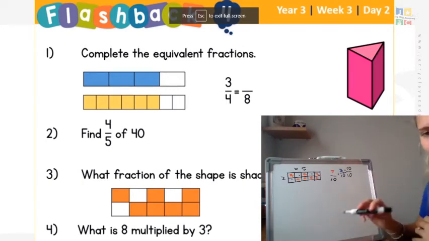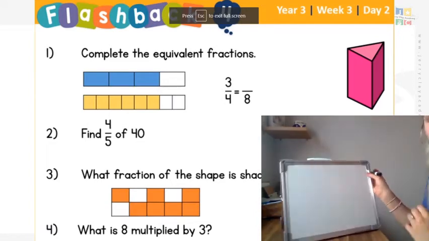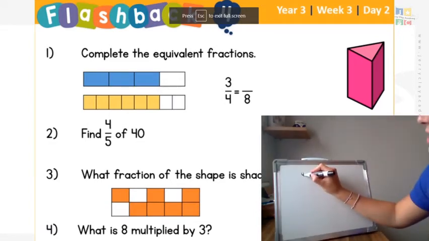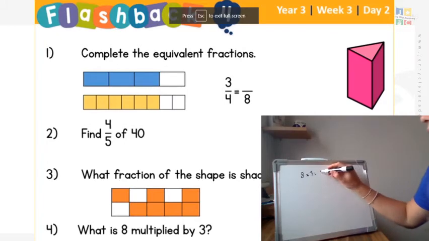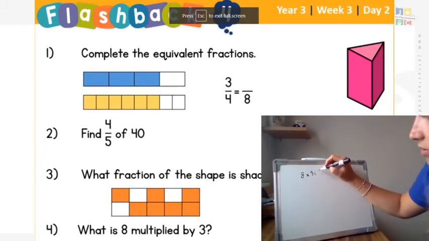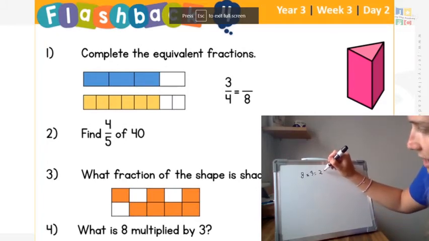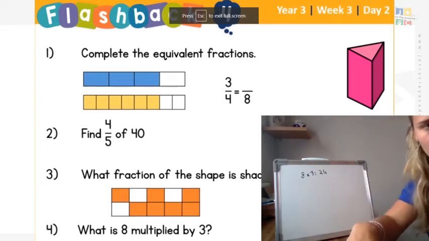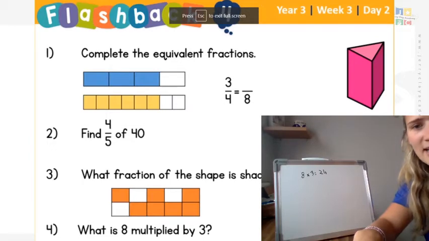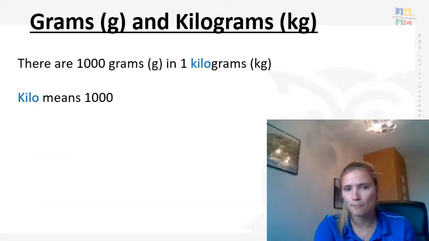And finally, number 4. Number 4 should be nice and easy. What is 8 multiplied by 3? You could have done your 3 times table or your 8 times table to find 8, 16, 24, or alternatively you could have done in your 3 times table, count up until you've done 8 times 3 to find the answer was 24. Well done if you've got all of those correct, fantastic work.